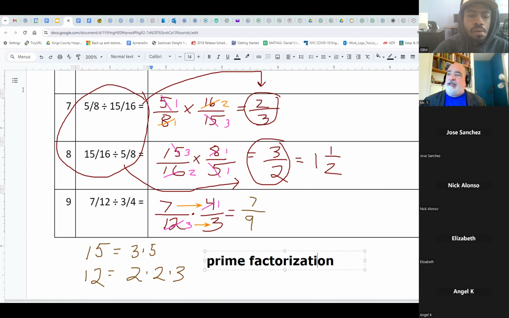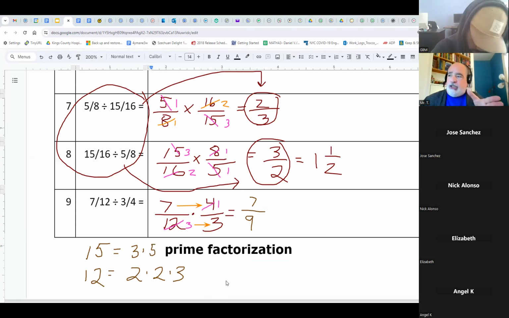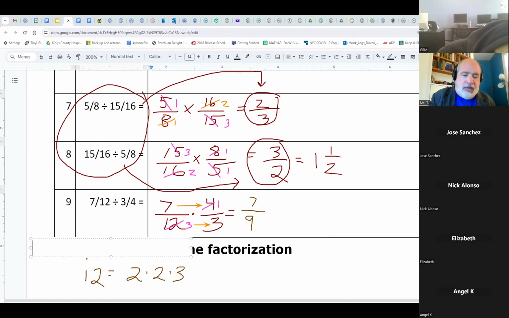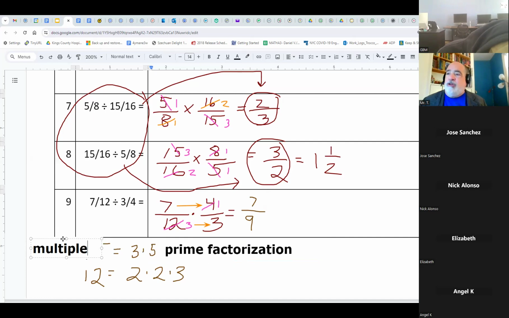So the factors would be 3 and 5, for example. The multiple is 15, right? So the factors are the small numbers that multiply together, and then the multiple is the larger number that they make once you multiply them together. The multiples are what you get when you multiply the factors, and the primes are the prime factors of the small numbers that multiply together.